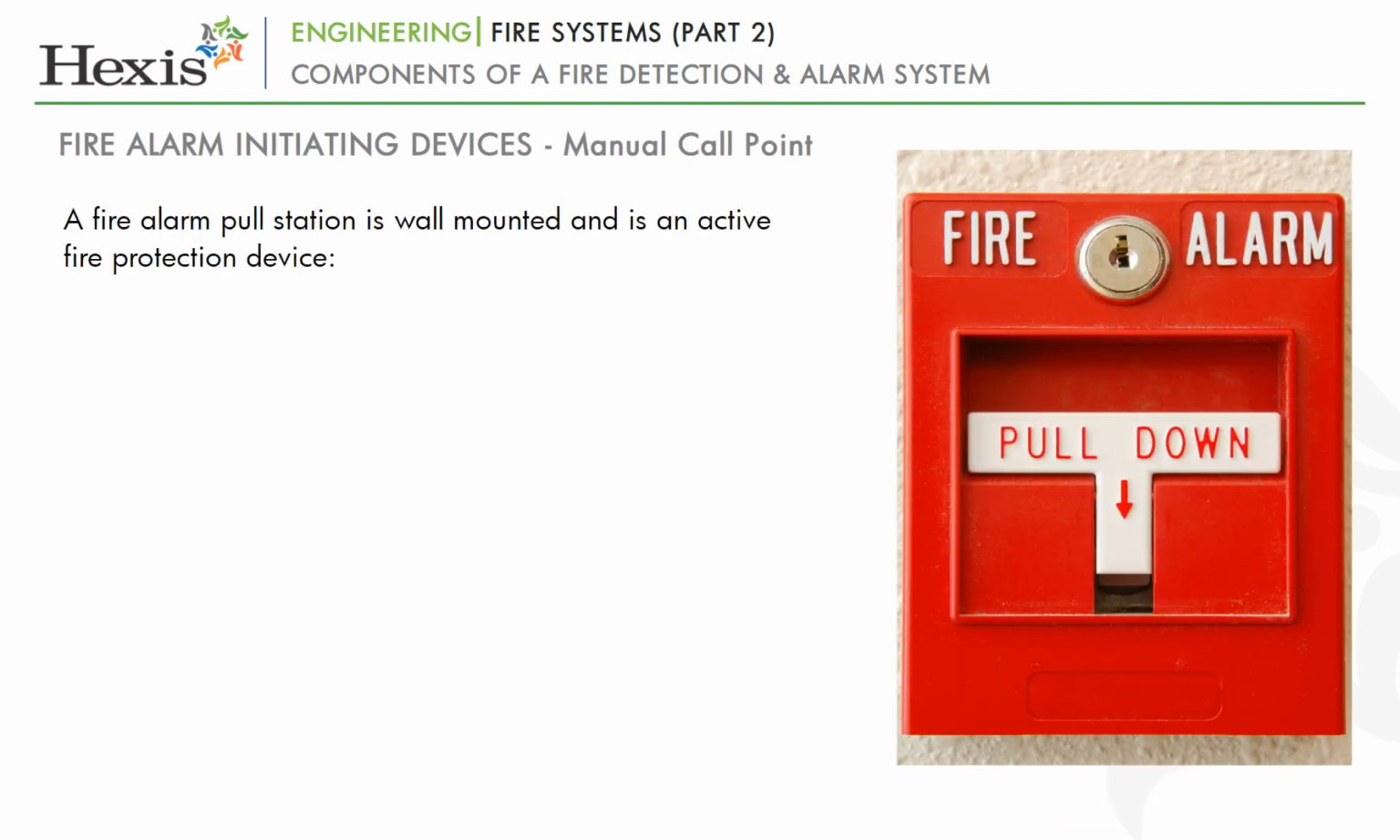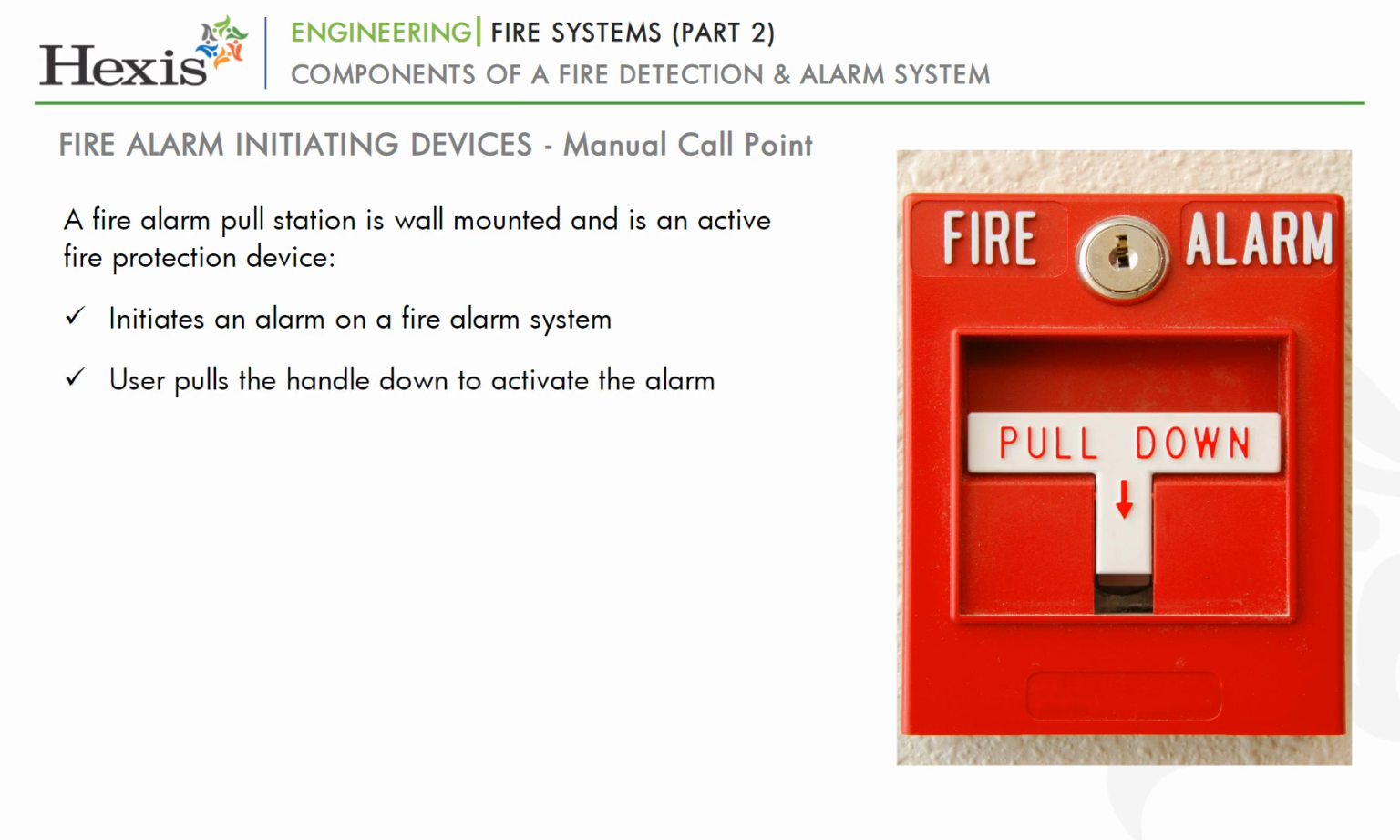A fire alarm pull station is an active fire protection device, usually wall-mounted, that when activated initiates an alarm on a fire alarm system. In its simplest form, the user activates the alarm by pulling the handle down, which completes a circuit and locks the handle in the activated position, sending an alarm to the fire alarm control panel. After operation, some fire alarm pull stations must be restored to the ready position using a special tool or key to deactivate the alarm sequence and return the system to normal.